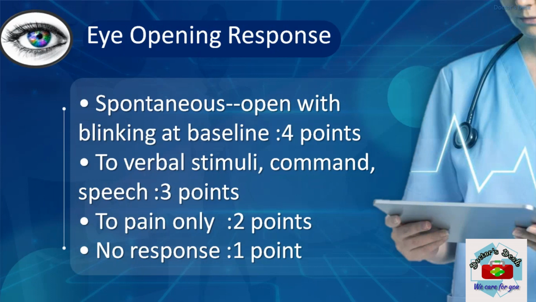First of all, eye-opening response. If the eyes are spontaneously open with blinking at baseline, we will give 4 points. Whenever the eye opens after verbal stimuli, command or speech, then we will give 3 points. If the eye opens after painful stimuli, then we will give 2 points. If there is no response, then we will give 1 point.